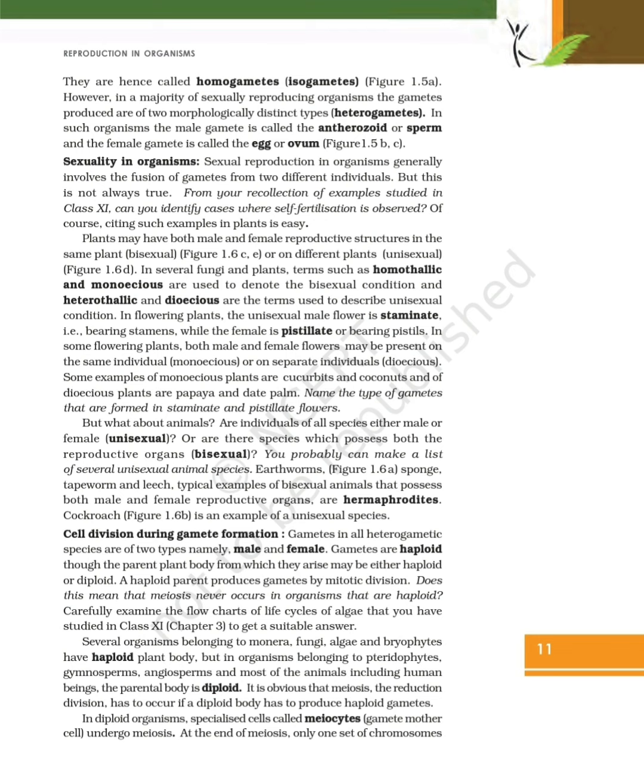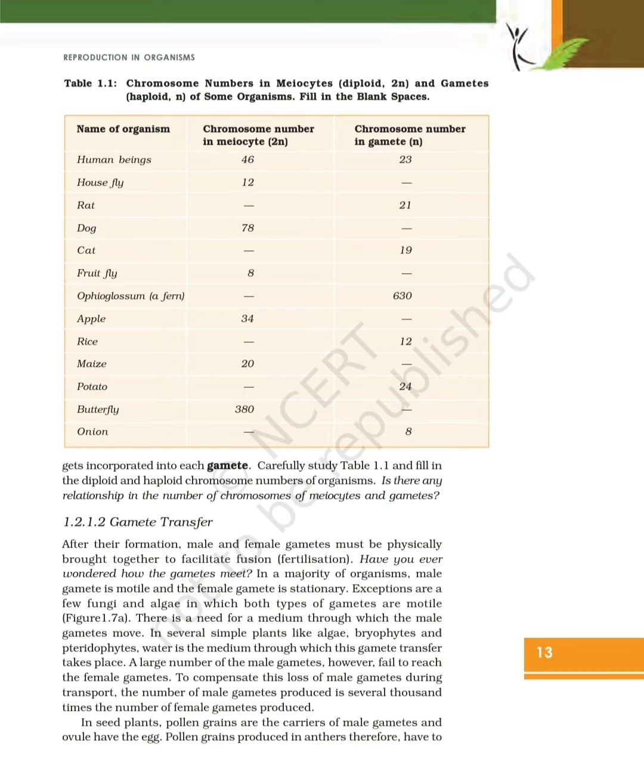It is obvious that meiosis, the reduction division, has to occur if a diploid body has to produce haploid gametes. In diploid organisms, specialized cells called meiocytes, that is gamete mother cells, undergo meiosis. At the end of meiosis, only one set of chromosomes gets incorporated into each gamete.